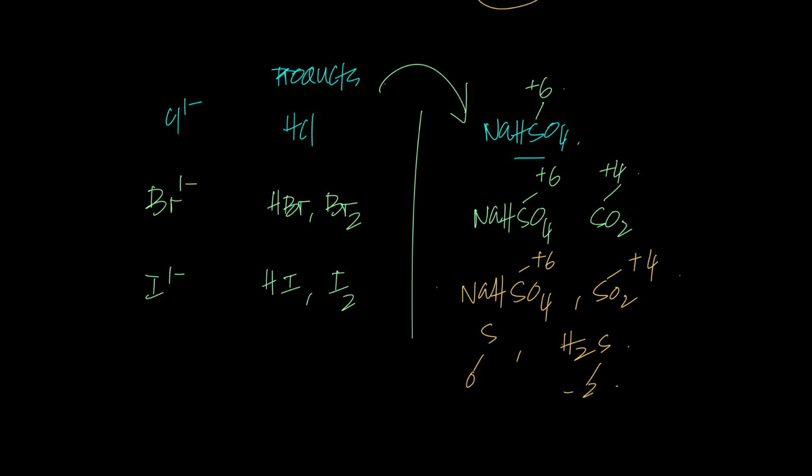And the conclusion is it is easier to oxidize the hydrogen halides down the group. It is easier for sulfuric acid to oxidize the hydrogen halides down the group. And it's also easier for the hydrogen halides to reduce concentrated sulfuric acid down the group. Yes, so these reactions were very crucial.